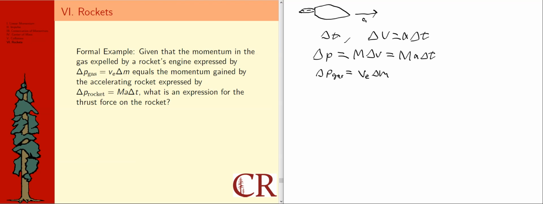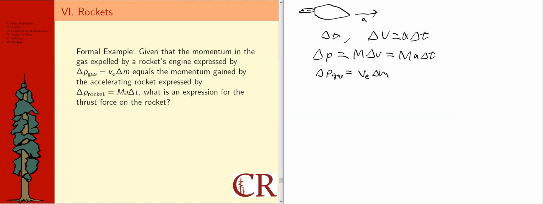Given that the momentum in the gas expelled by a rocket's engine, expressed by delta P sub gas, is equal to V sub E delta M, that's the exhaust velocity times the certain amount of gas that has been expelled, equals the momentum gained by the accelerating rocket, expressed by delta P for the rocket, which is equal to capital M, the mass of the rocket, times acceleration times delta T. What is an expression for the thrust force on the rocket?